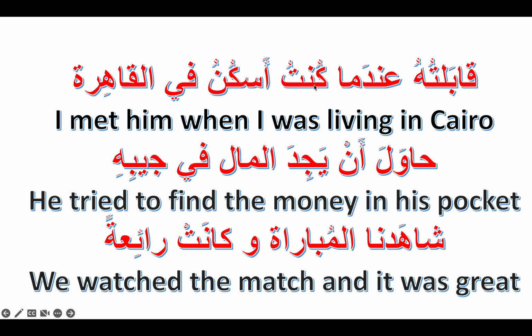Let's see some example sentences. قابلته عندما كنت أسكن في القاهرة. I met him when I was living in Cairo. So imperfect in Arabic is كان plus the verb in the present tense. قابلته, so I met him. حاول أن يجد المال في جيبه. He tried to find the money in his pocket. شاهدنا المباراة وكانت رائعة. So we watched the match and it was great.